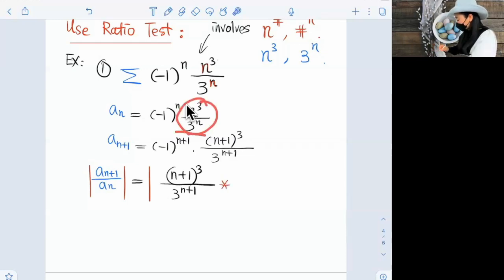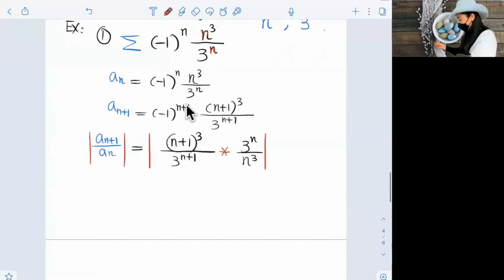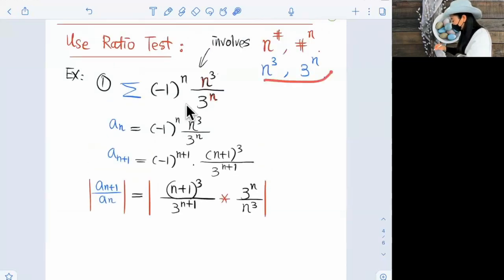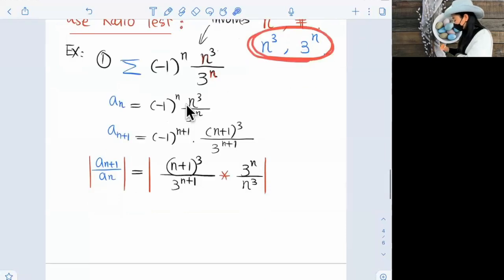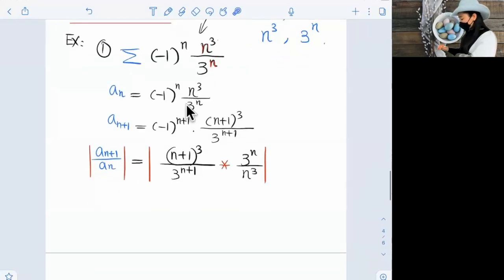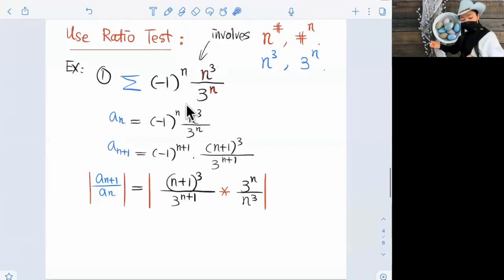So what's the reciprocal of this? Yes, you got it. Good job. So we just go ahead and multiply by the reciprocal of an. I took away the alternating sign because it doesn't matter with the absolute value. Now we can do the canceling, and that's the reason that when you have this kind of pattern, a lot of canceling can take place. That's why you use the ratio test. Let's see how we cancel.